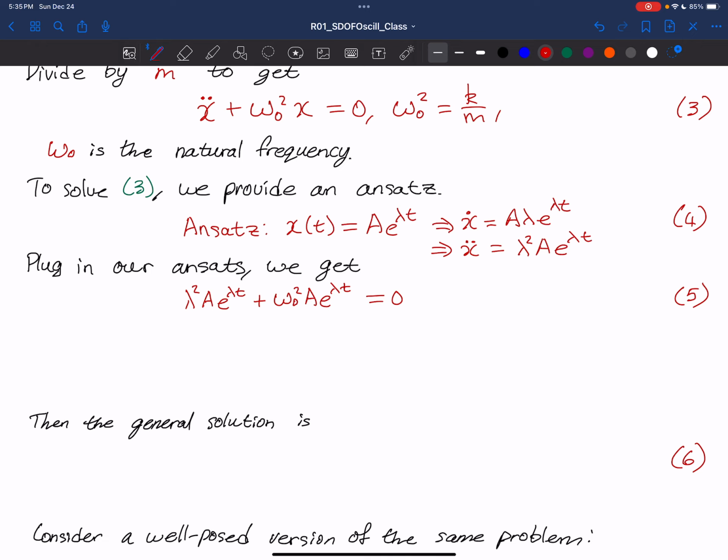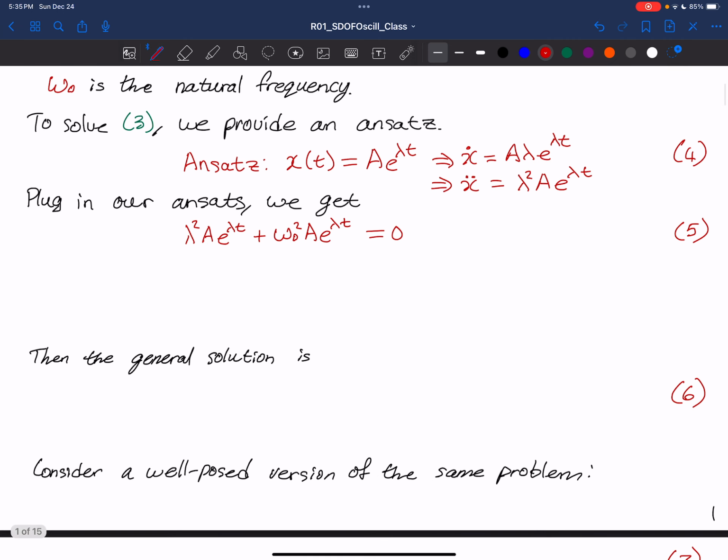So we're going to make a few manipulations here. First, we can pull out both an a and an e to the lambda t, and then we'll get lambda squared plus omega 0 squared, all of that times a times e to the lambda t, which is now equal to 0. Since this must be true for all time, and e to the lambda t can only be 0 provided that lambda is negative, and only for an infinite time, a must be non-zero. If a is 0, then we get back a trivial solution, which is not what we're interested in. In other words, we get a boring solution.